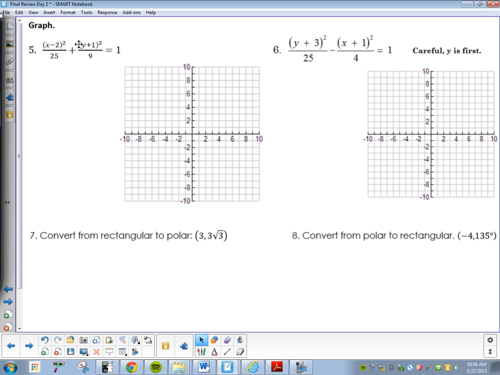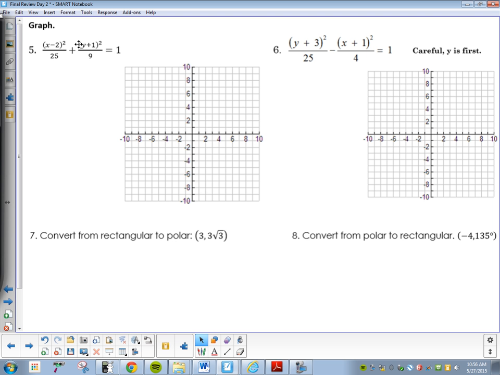Hold up a 1 if you think it's an ellipse. Hold up a 2 if you think it's a hyperbola. 1 for ellipse, 2 for hyperbola for number 6. I'm seeing a little bit of both. Madeline, why is it a hyperbola and not an ellipse?